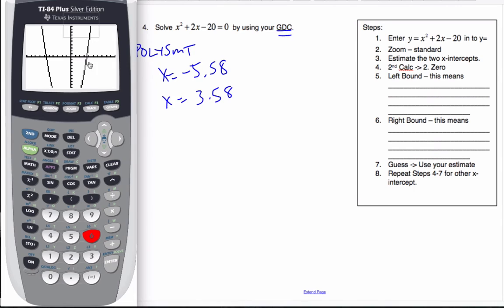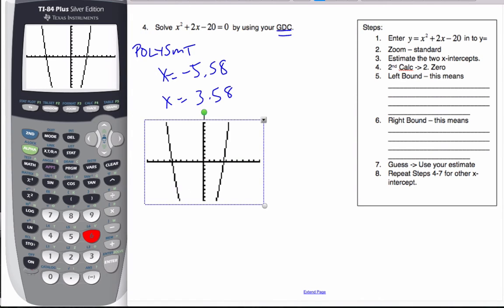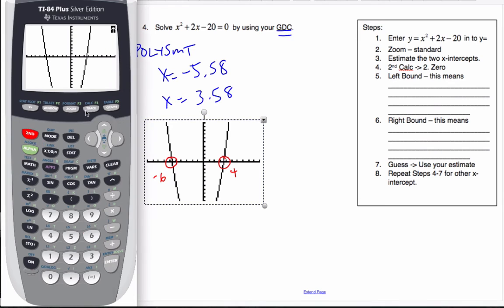And so when I look at my graph here, I can go 1, 2, 3, 4, 5, 6. This looks like negative 6, and this looks like a positive 4 about. And so there's my estimate. Then I'm going to do the negative 6 first. I'm going to go second, calculate, number 2 is zero. Try that again. Estimate number 2.